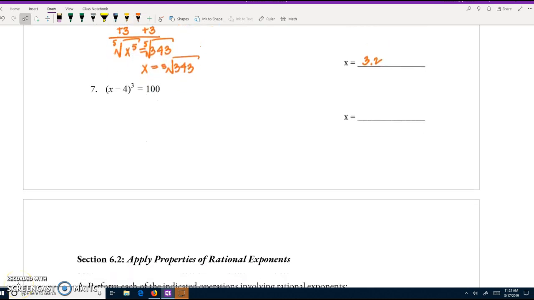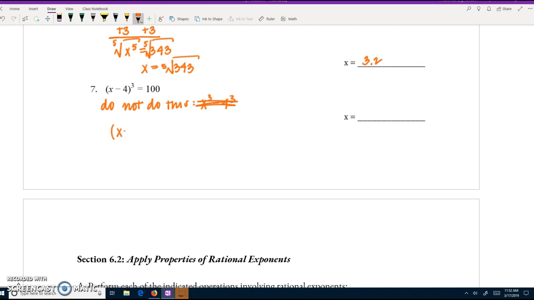And then for our last problem in section 6.1, notice that an entire binomial is cubed instead of just a single x. You want to be really careful to not do this. We can't distribute in that cubic root. So this is not going to work for this kind of operation. We need to get rid of the cubic piece instead.